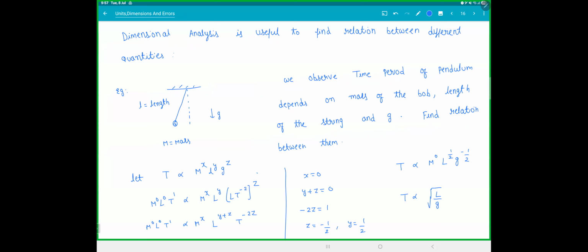But clear with the method? So I could have asked you the question the same way. The fundamental quantities are mass, length, and gravity. Find the dimensions of time. Or I can say in an experiment, time is depending on mass, length, gravity. Find the relation between them. It is the same question. All clear with this?